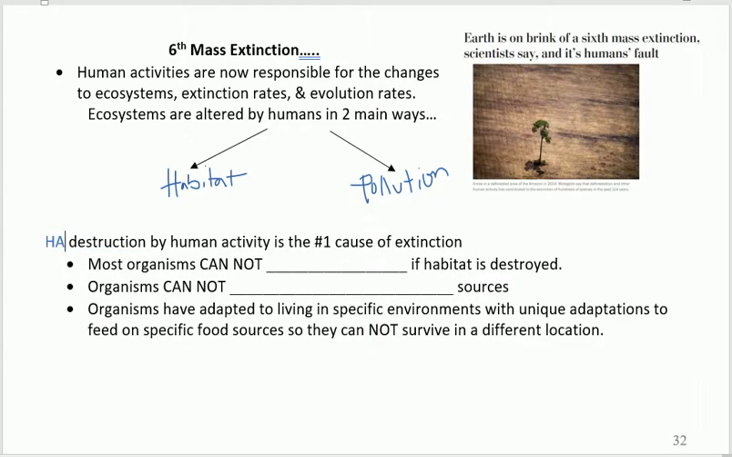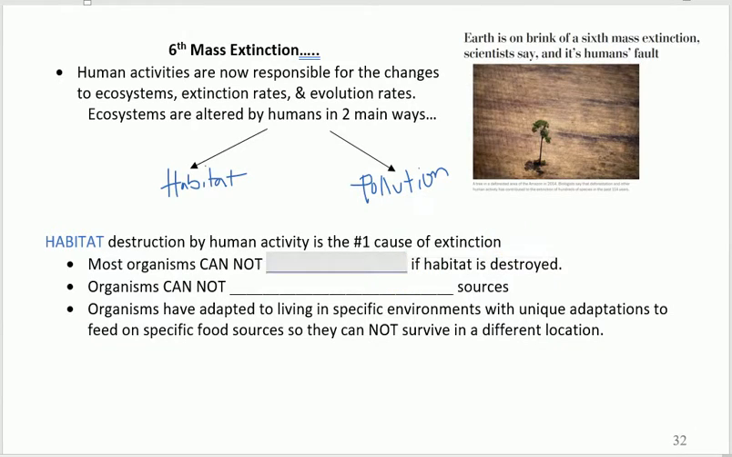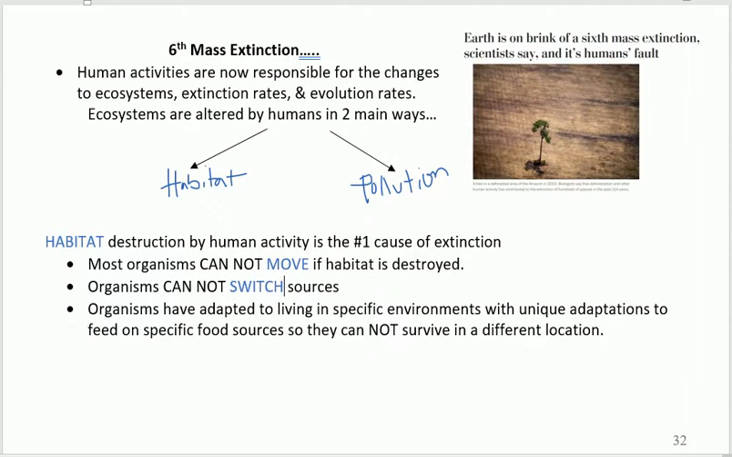The habitat destruction by our activity is the number one cause of extinction. The problem is that most organisms cannot move if the habitat is destroyed. They cannot switch resources. So organisms have figured out how to adapt in specific living environments with unique adaptations in order to be able to feed on the food that they need. So they cannot survive in a different location due to habitat destruction.